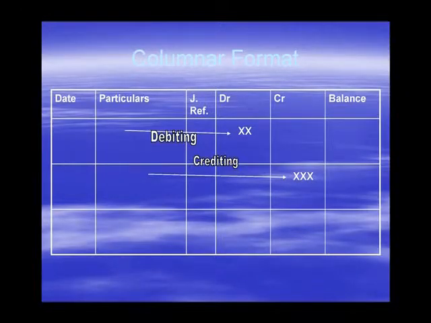There are no debit sides and credit sides here. This is debit column and credit column. Journal reference applicable to both debit and credit. Particulars column applicable to both. Date column applicable to both columns, debiting and crediting. And there is another column, that is the balance column.